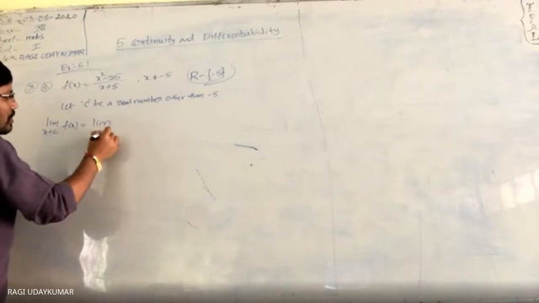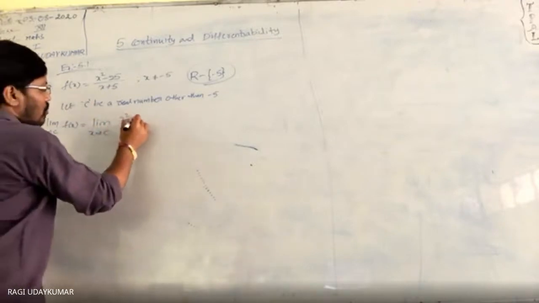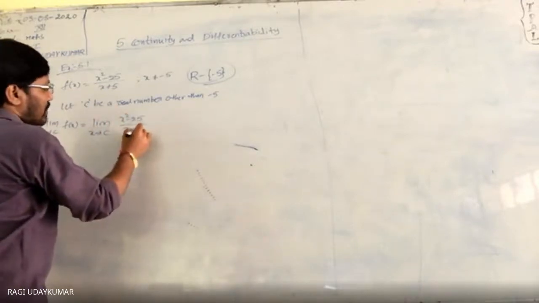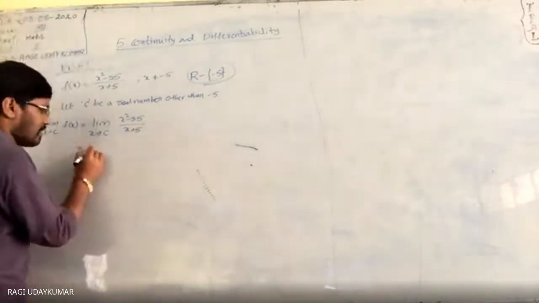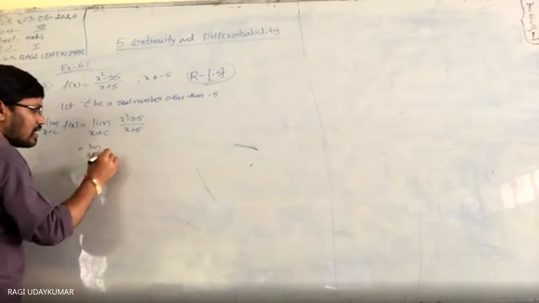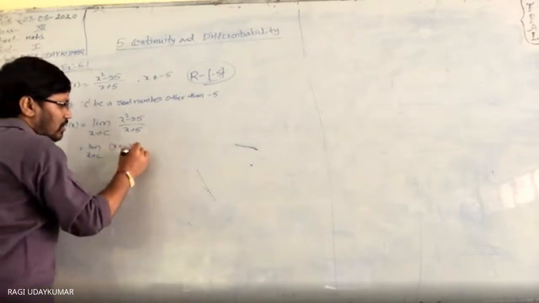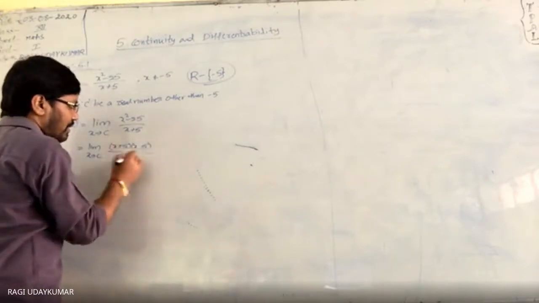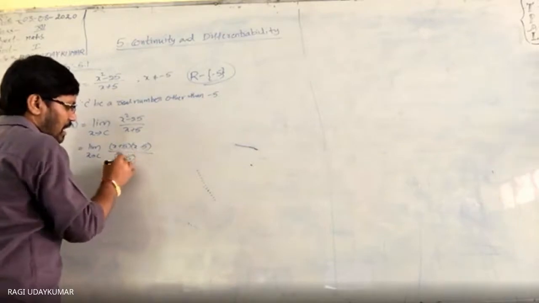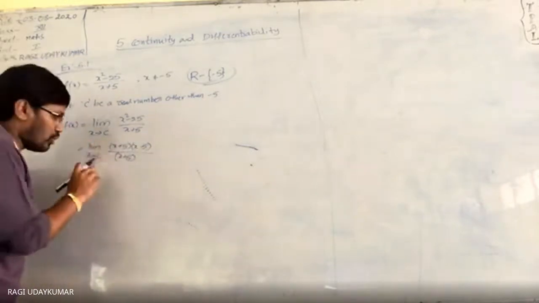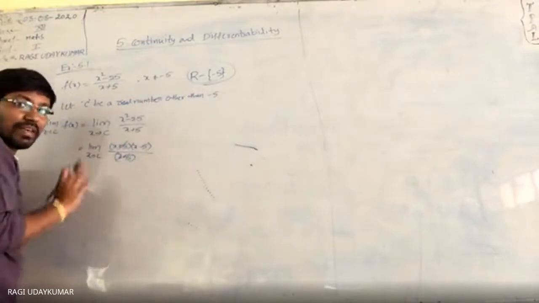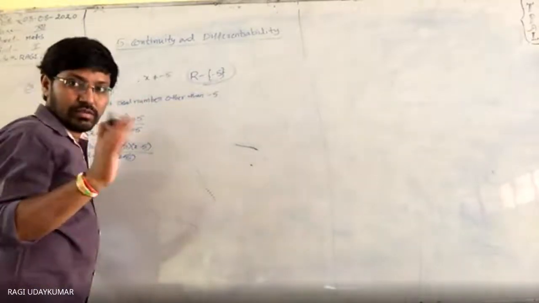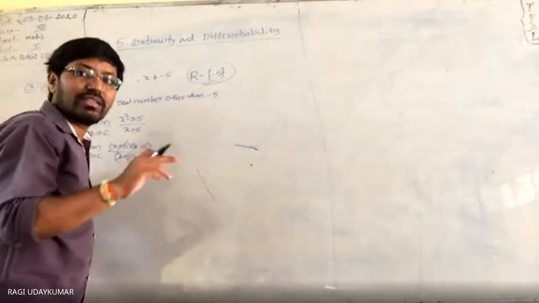The limit as x tends to c of f of x, which is (x square minus 25) by (x plus 5). So now what to do here? x square minus 25 can be written as limit x tends to c, (x plus 5) into (x minus 5) by (x plus 5). As x plus 5 is not equal to 0, since c is not -5, these two can be cancelled. Otherwise they cannot be cancelled. Zeros cannot be cancelled.